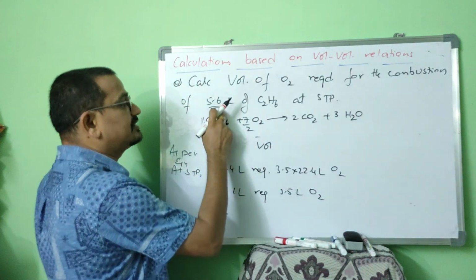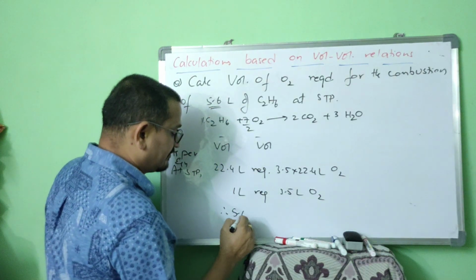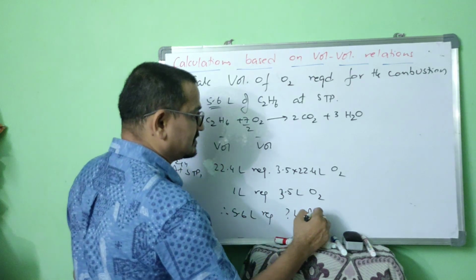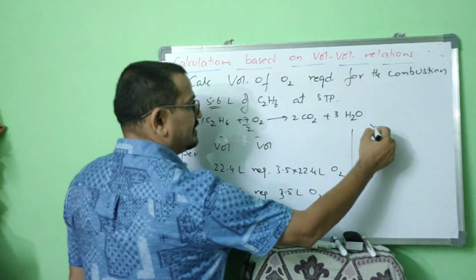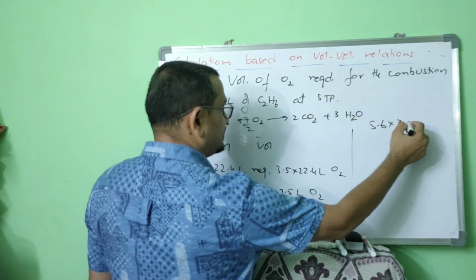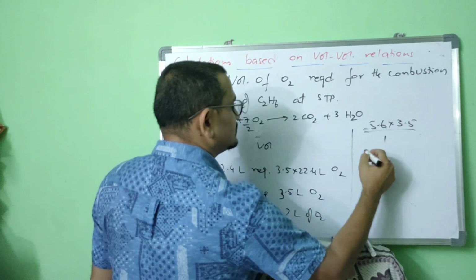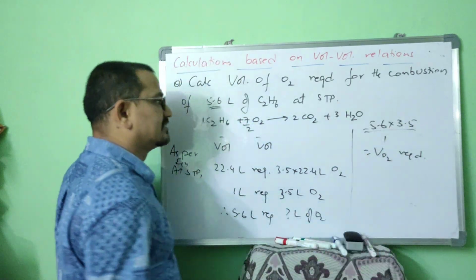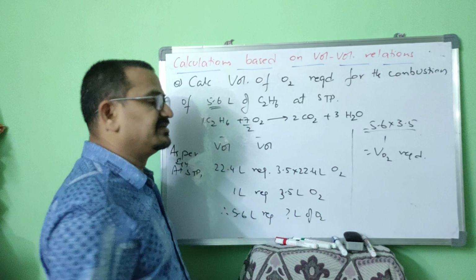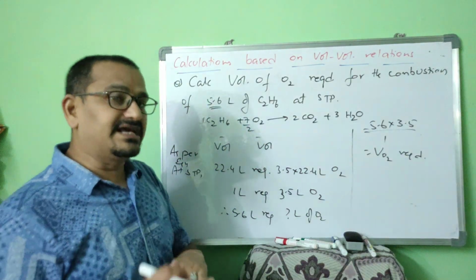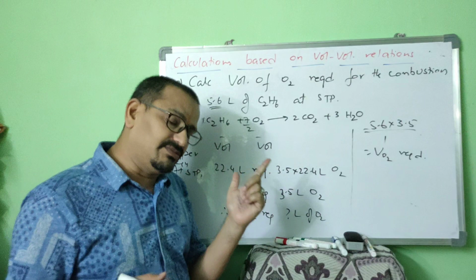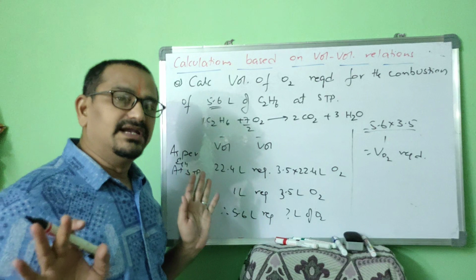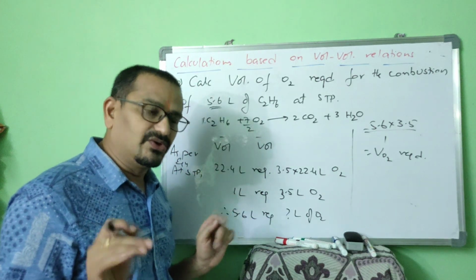Therefore, we are asked to find out for 5.6 liters. Therefore, 5.6 liters requires how many liters of oxygen? How do you find it? The crisscross way. 5.6 into 3.5 by 1. So this is the volume of oxygen required for the combustion of so many liters of ethane. See the same equation. Sometimes they may ask mass relation, mass-volume relation and volume relation. This is how to solve. So let us see one more question of this type. Okay. See now.